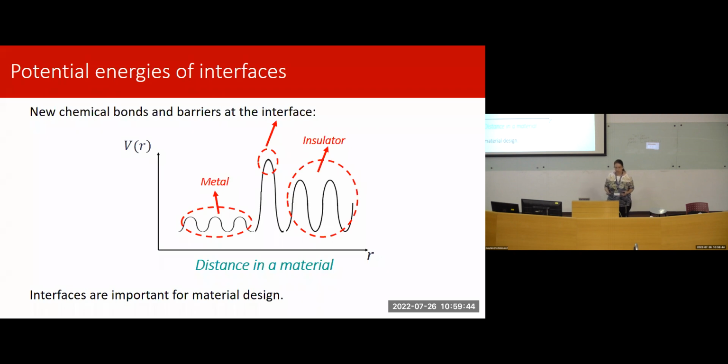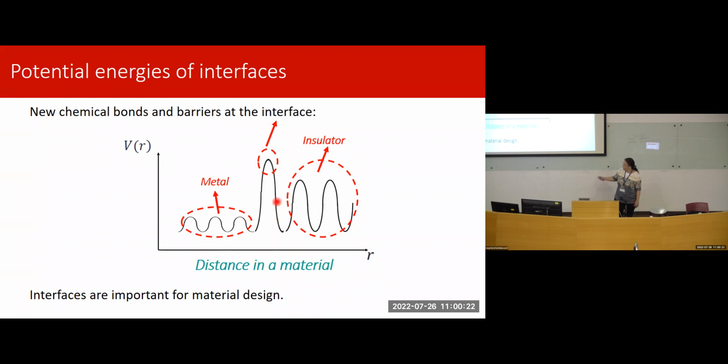And for an interface, when you bring together two different materials, then on the left, you will see barriers for the metal side. On the right, you will see barriers for the insulating side. And between them, a new chemical bond is formed. And it's typically high if the materials are completely different. Then it's difficult to transfer. This is the dominating barrier that the charge needs to overcome to transfer from one material to the next.